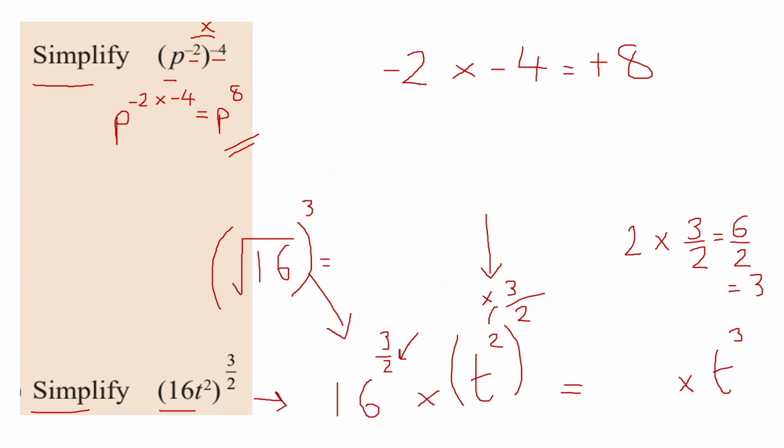The square root of 16 is going to be 4. I have 4 cubed, or 4 to the power of 3, which is 4 times 4 times 4, which is 64. So I have 64 times t cubed, which I can write as 64t cubed. And that is how we simplify indices. Hopefully that makes sense.